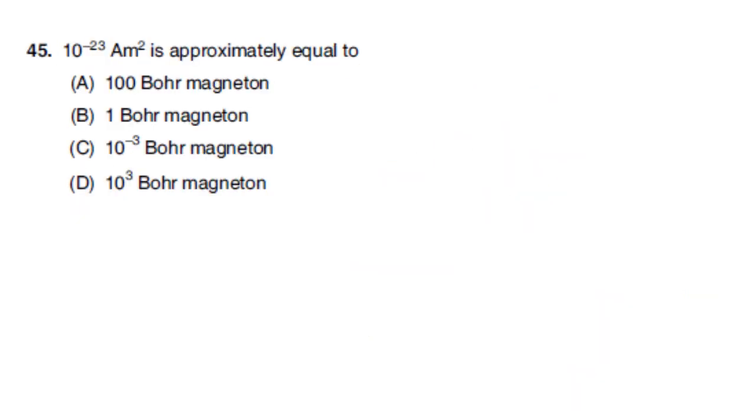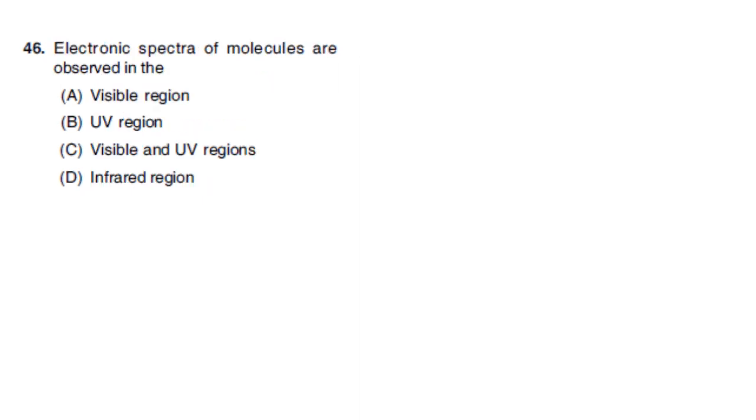10 raised to minus 23 ampere meter square is approximately equal to, so it is a 1 Bohr magneton. Electronic spectra of molecules are observed in. So we know that the electronic spectra is due to the different electronic configuration of atoms in a molecule. Therefore, it is observed in UV visible region. Then vibrational spectra.